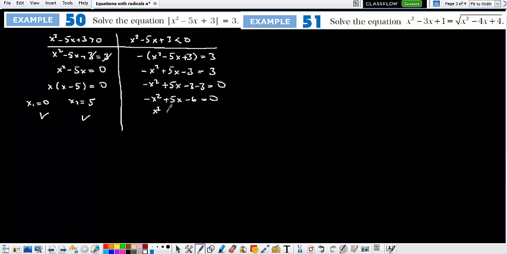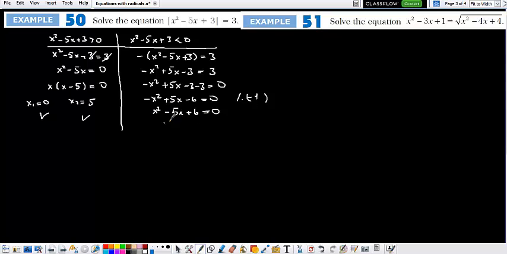Generally in this form I will do like this: x squared minus 5x plus 6 is equal to 0, which means I will multiply by minus 1 to make the x squared positive. So multiplying by minus 1 means one by one you are multiplying all the terms here. Minus 1 times 0, minus 1 times minus 6, minus 1 times 5x, and minus 1 times minus x squared. So the result becomes like this.